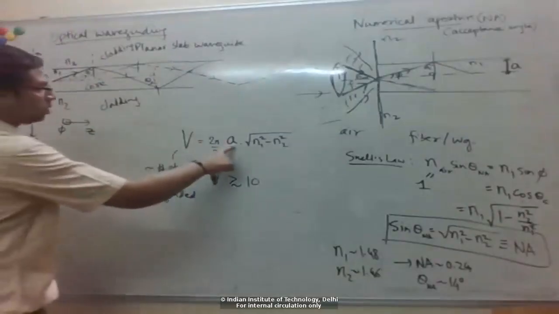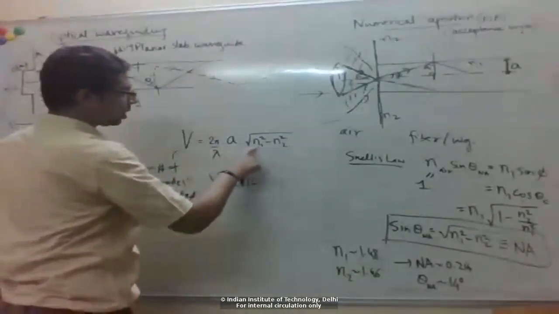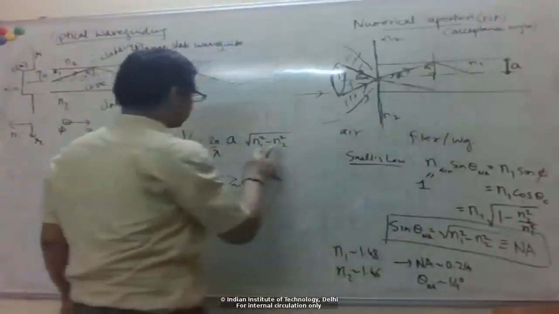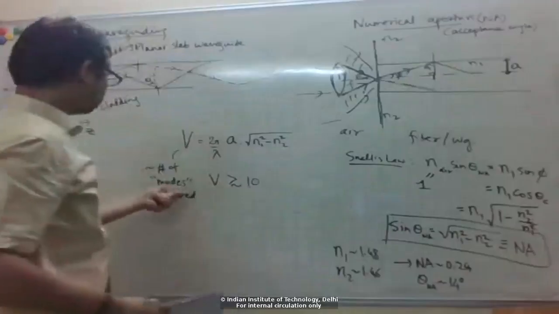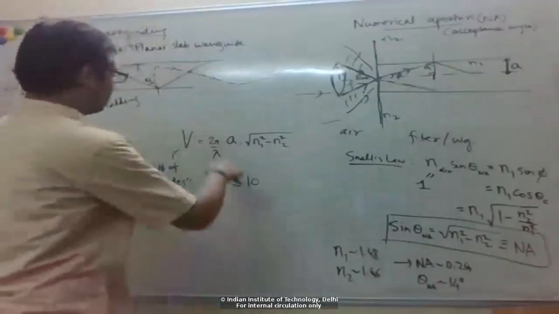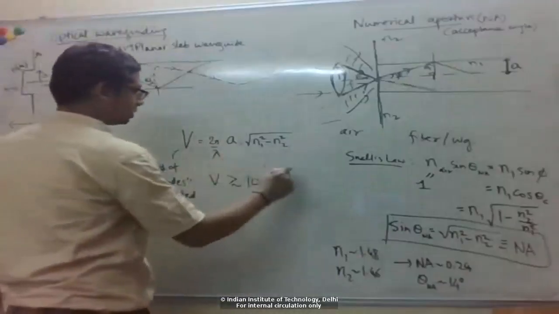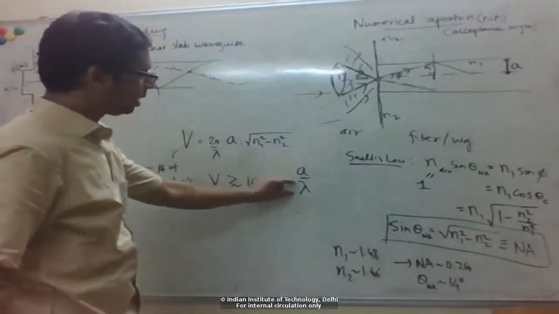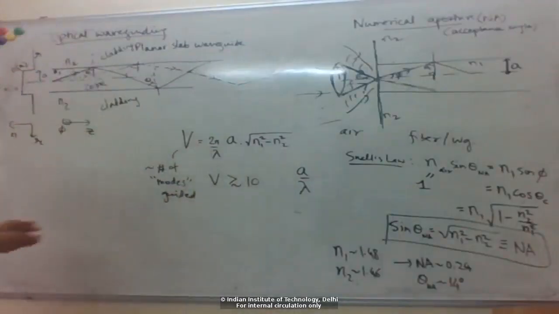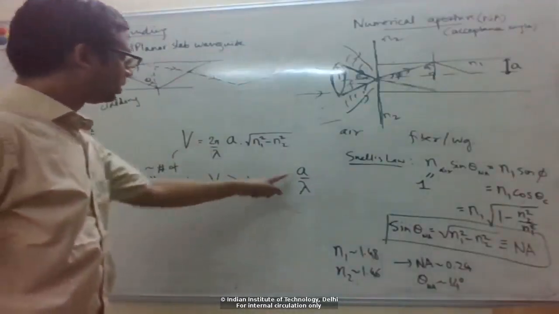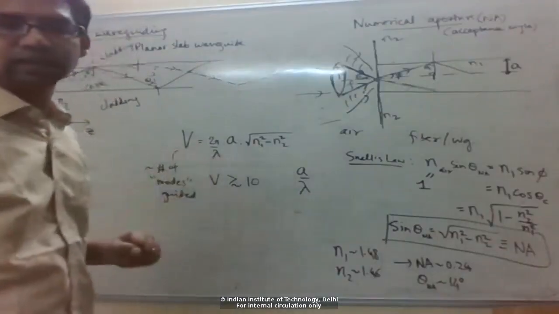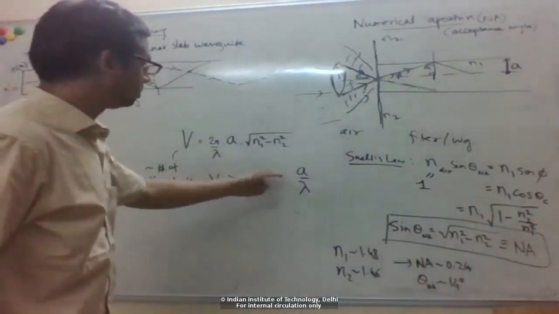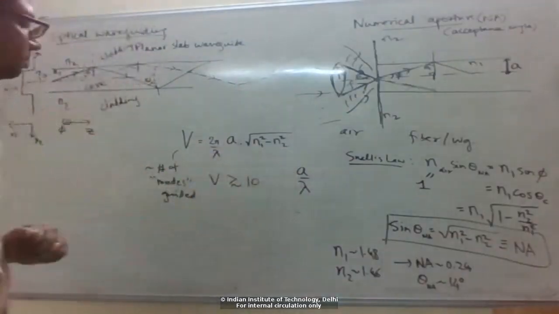So you can see that it depends on this numerical aperture, the index contrast. If the index contrast between N1 and N2 is higher, then this V number is higher, and you guide a larger number of modes. Or for a given N1 and N2, consider A over lambda, the size of the core compared to the wavelength. If that is big, then this V number is large, and you have a multimode fiber, right?